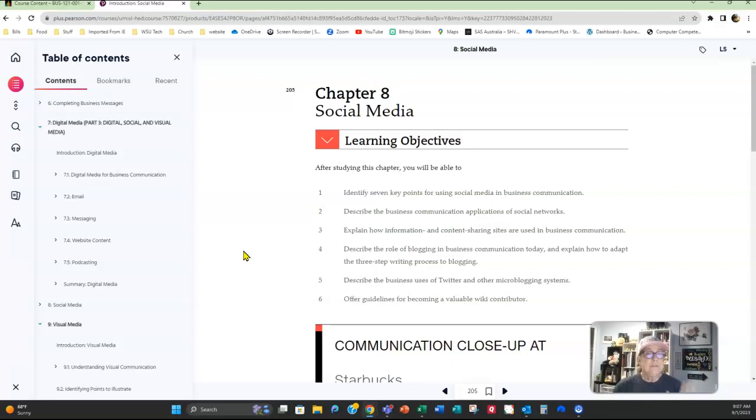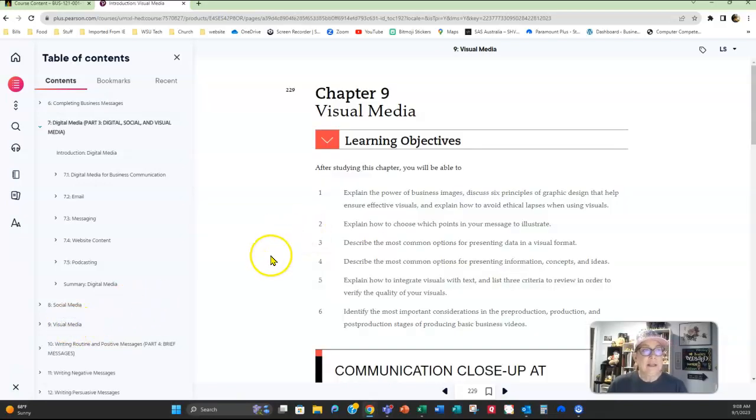So social media, going to be looking at that, looking at blogging, looking at a wiki. What is the difference with all of that? And then finally in Chapter 9, looking at visual media. What are the 6 principles of graphic design that you need to think about when you're creating a video message? Chapter 9 is going to be looking at all of those different components of creating a video to communicate with your audience.